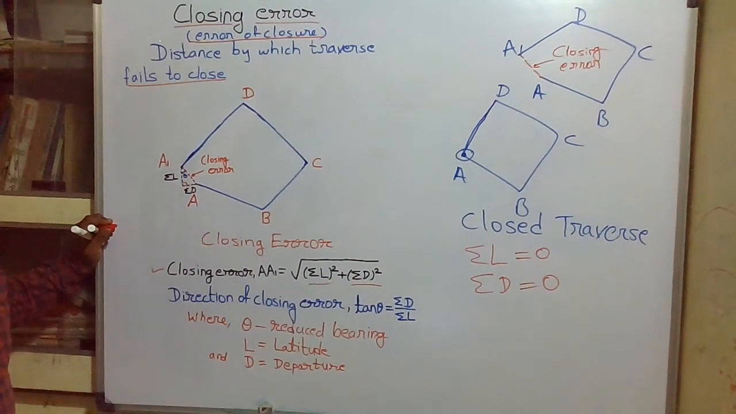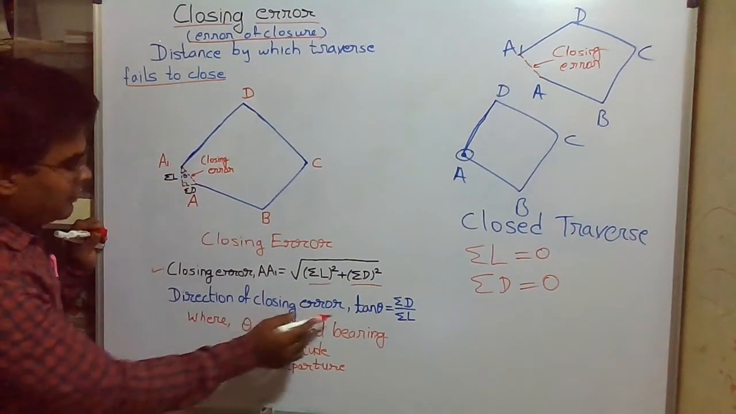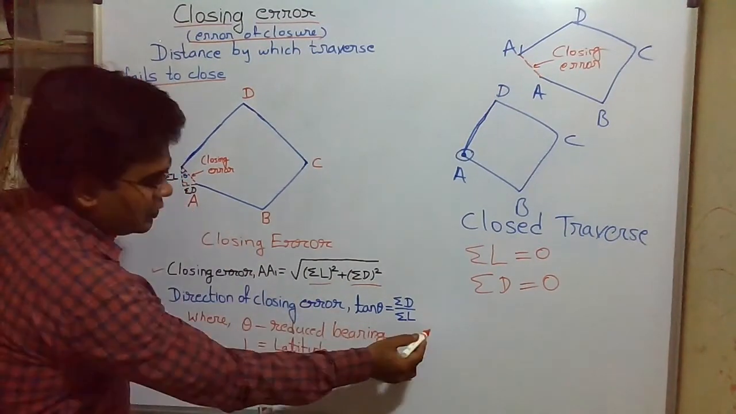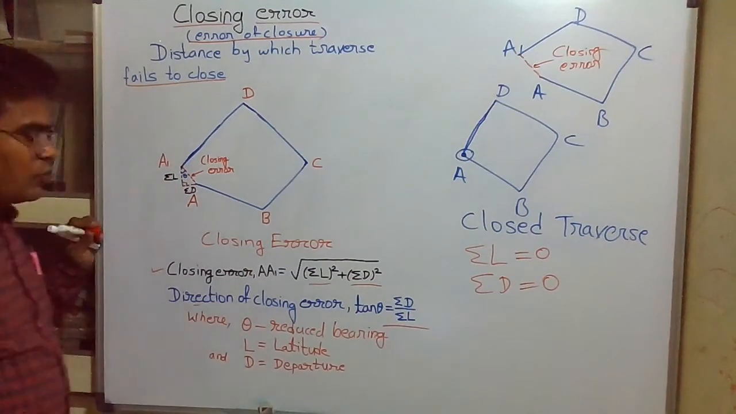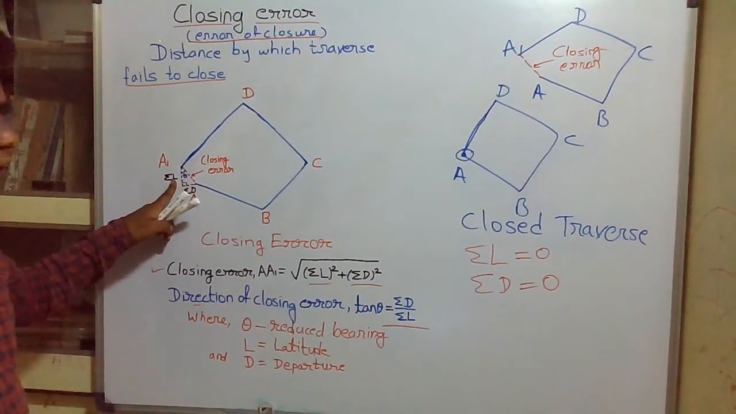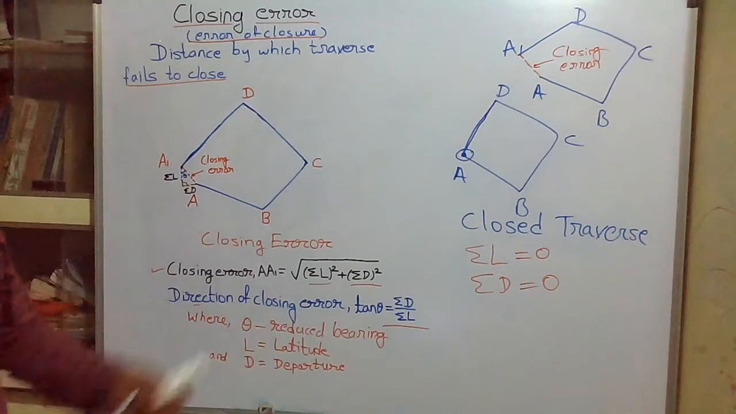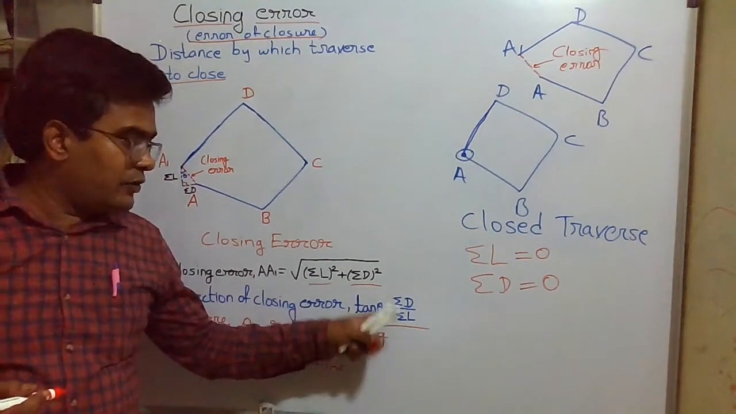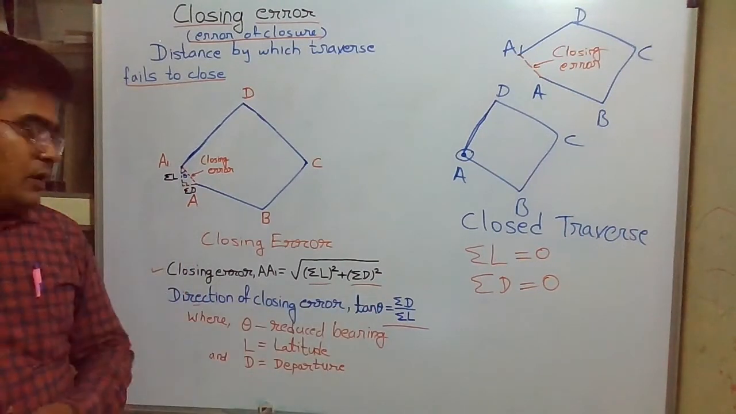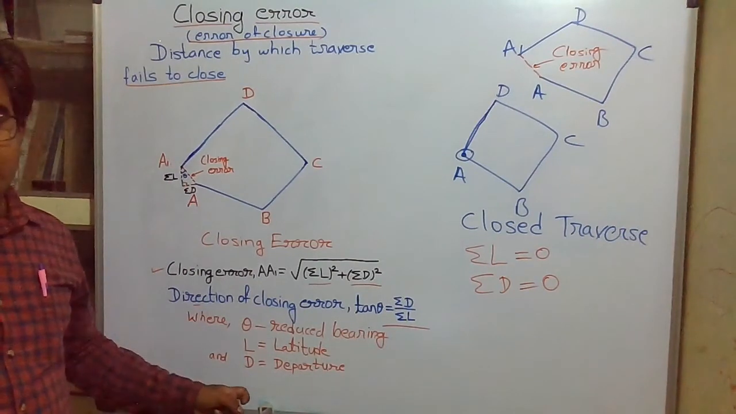Then the direction of the closing error we can get by taking tan theta, and tan theta is summation of departure by summation of latitude. This gives us the direction of the closing error, and this theta we will get in terms of the reduced bearing. The sign of summation of latitude and summation of departure gives the quadrant in which the closing error lies. L here stands for latitude and D here stands for departure.